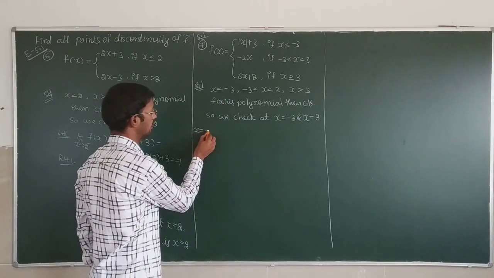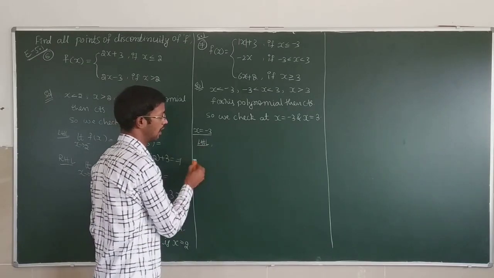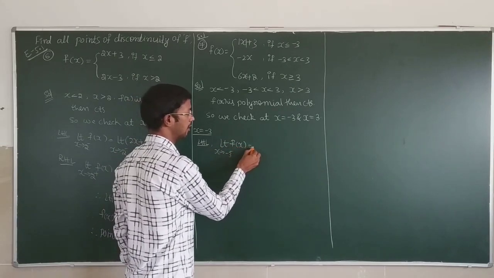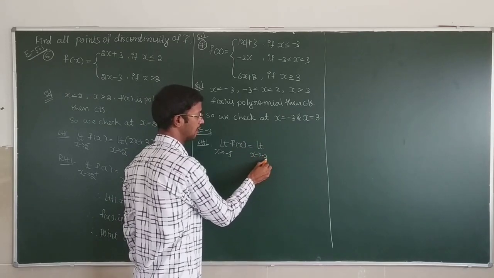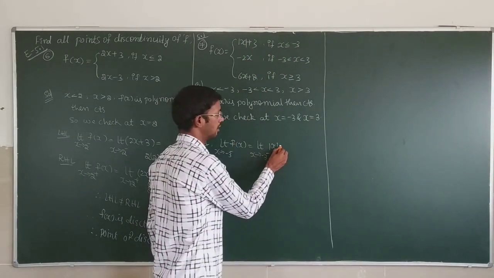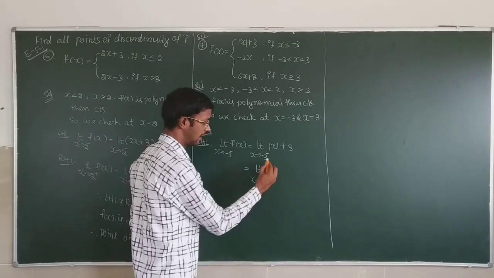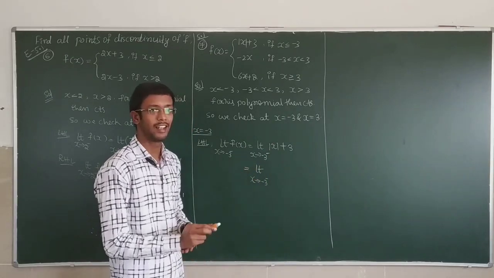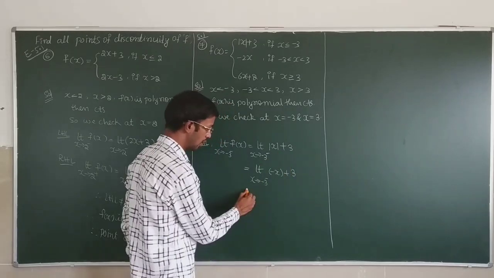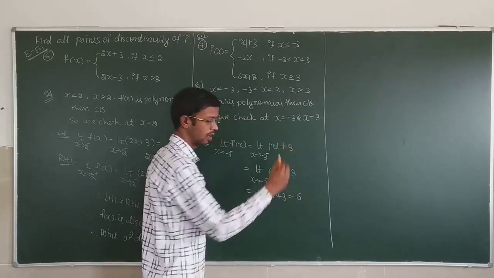At x equal to minus 3, LHL part. LHL is the limit x tends to minus 3 minus of f of x, which is the limit x tends to minus 3 minus, less than minus 3, of mod x plus 3. Less than 0 is there, so mod x value is minus x plus 3. Now substitute the value: minus of minus 3 plus 3 is equal to 6.